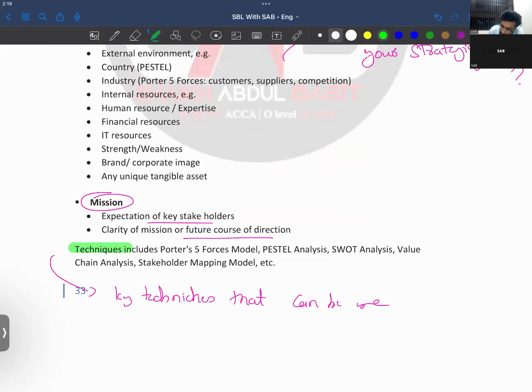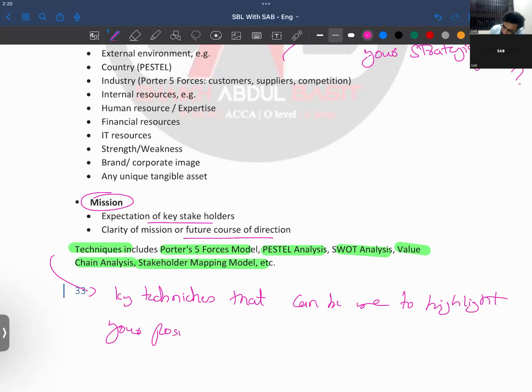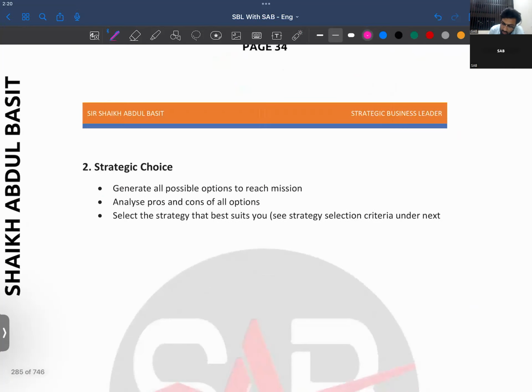are Porter's five forces model, PESTLE analysis, SWOT analysis, value chain analysis, stakeholder mapping model. These are the key techniques that can be used to highlight your position for strategic management, right? Then you have to do strategic choices.